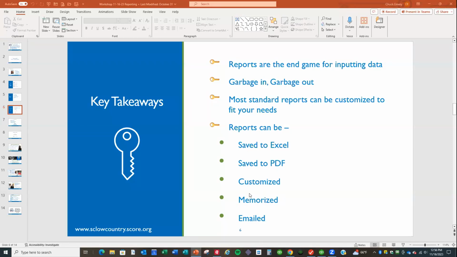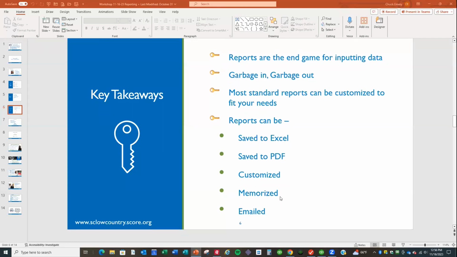They can be customized. We didn't get into it, unfortunately, but they can be memorized. At the top of the report, there's a memorize button. So if you like a really customized one and you don't want to have to do that every single time, you can memorize it and save it in a little folder called memorized reports. And they can be emailed. And let's see, takeaways.